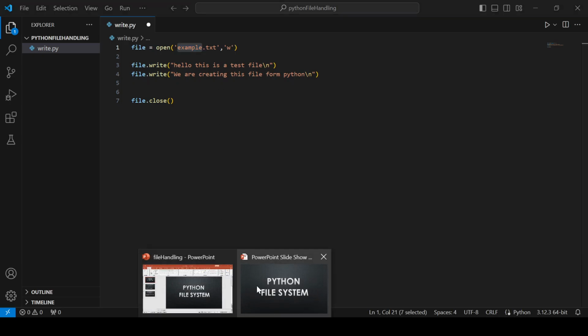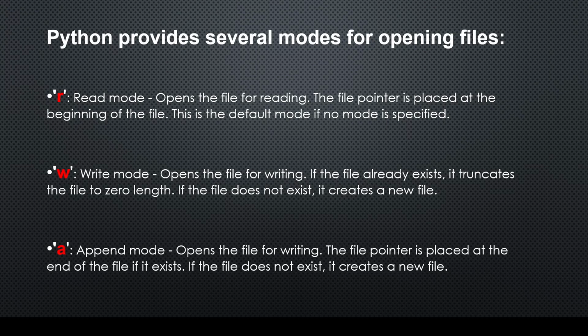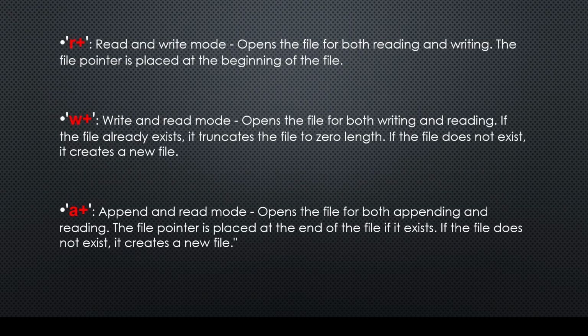So let me tell you more about the modes. We have basically 6 to 7 modes in Python for file handling. The first one is R mode, which is read mode, W is write mode, A is append mode, R plus is read and write mode, W plus is write and read mode, and A plus is append and read mode.